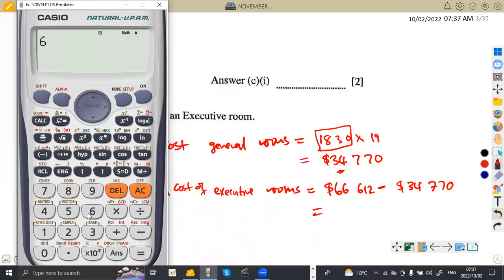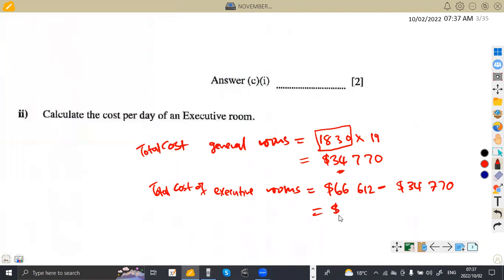So it's 66,612 minus 34,770. Okay, so you're going to obtain a total of 31,842. So this is the total cost of all the executive rooms, but here we want to calculate the cost per day of an executive room, just a room. What is the price of a room?